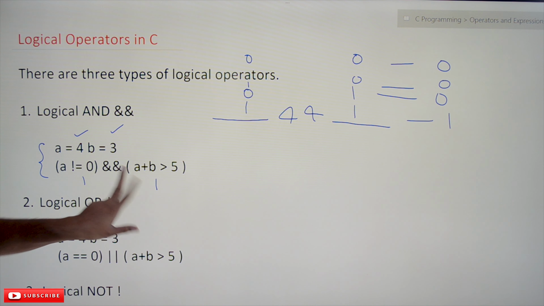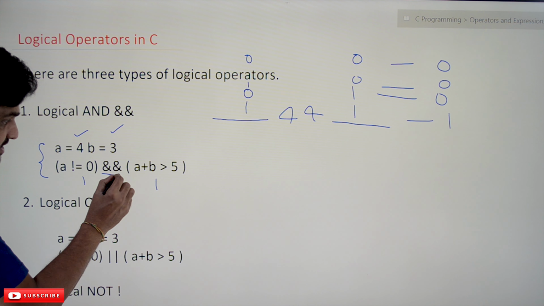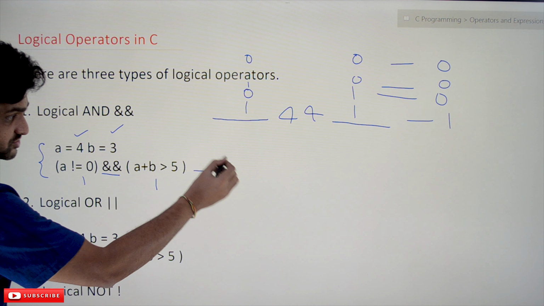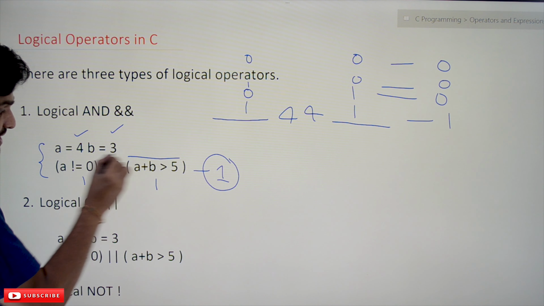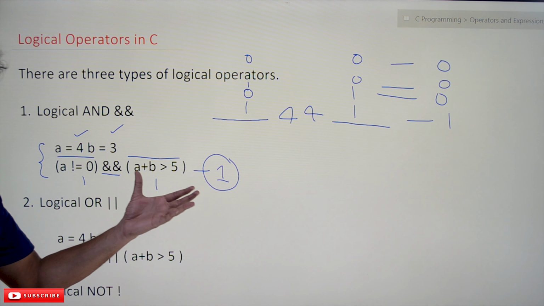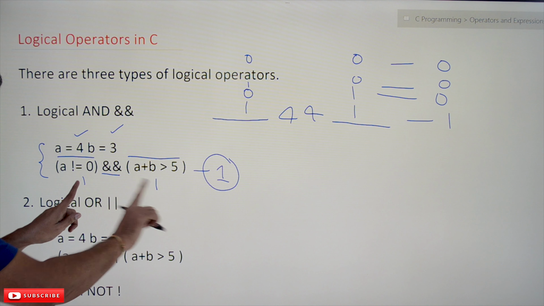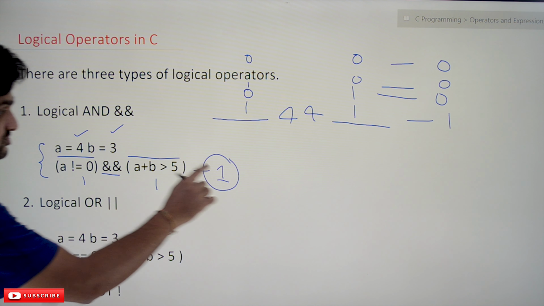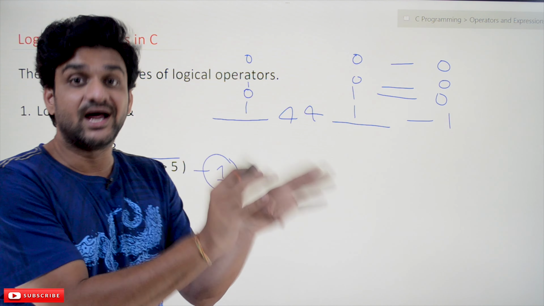If both the values evaluate the output as 1, then only this logical and operator is going to produce an output of 1. So the output of this entire expression is going to be 1, because the evaluation of both operand expressions produces 1, and whenever both operands produce an output of 1, then only it produces an output of 1. That is the logic of logical and.